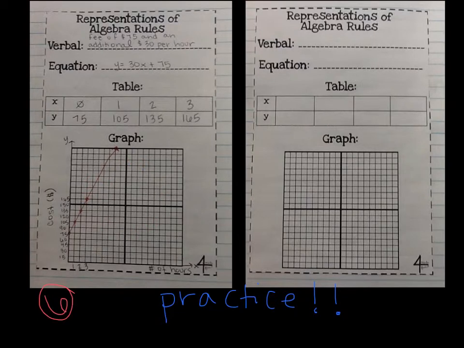Then for homework, I gave you guys little slips of paper with verbal models on them, and on page 7 you glued in a blank representations of algebra rules page. And so for your homework, you pulled out your verbal, you wrote your equation, you made a table, and then you graphed your data.